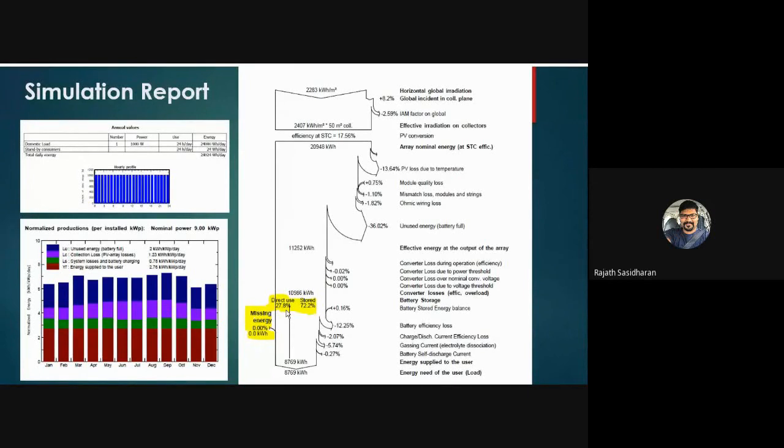The next one is stored energy. So the balance excess energy, after giving it to the battery inverter, the excess current goes into the battery. So that is the stored energy there. And missing energy.